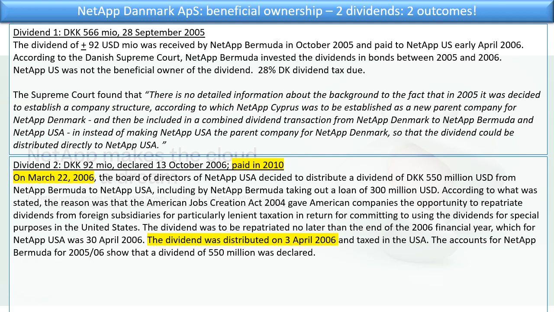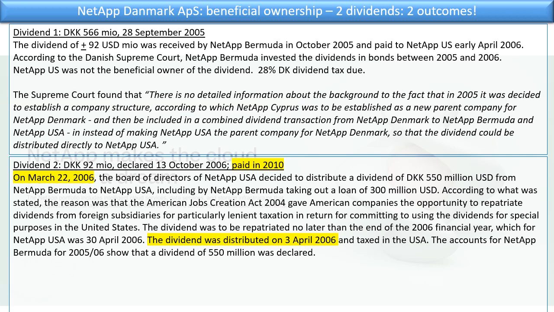According to what was stated, the reason was that the American Jobs Creation Act 2004 gave American companies the opportunity to repatriate dividends from their foreign subsidiaries for particularly lenient taxation in return for committing to using the dividends for special purposes in the U.S. So you had to bring the money back and you had to use the money in the U.S. And the idea was that you would probably use it to expand your U.S. activities. Thereby, you would create jobs in the U.S., right?